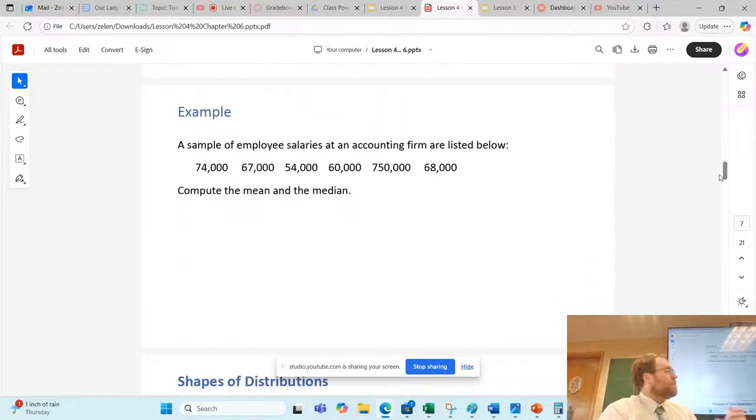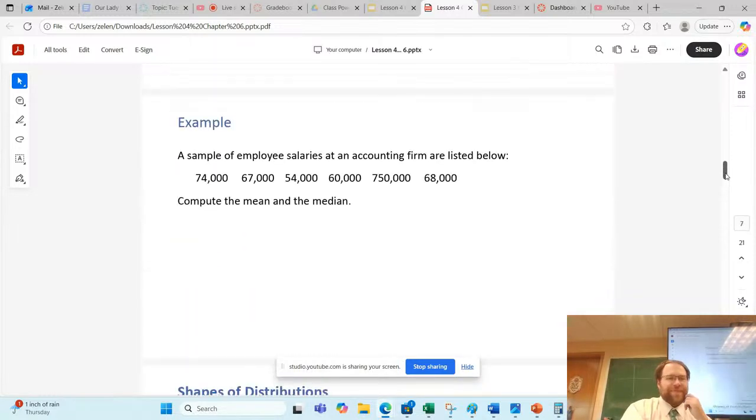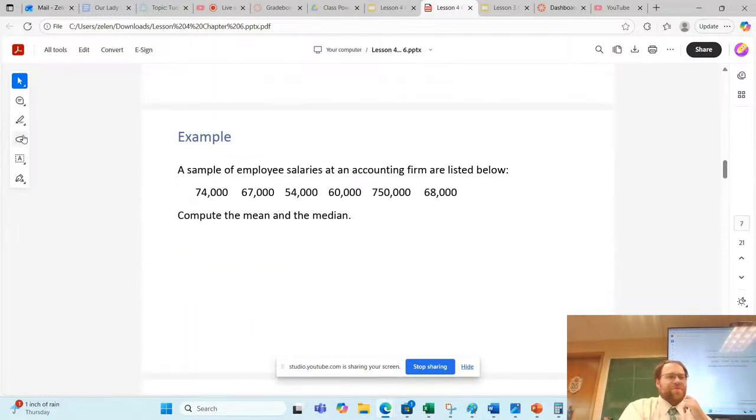Okay. So we'll just continue on where we left off in chapter 6. This will just be a relatively quick part of the chapter here. Just reviewing what we've done with mean and median.